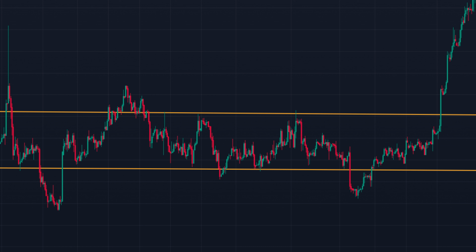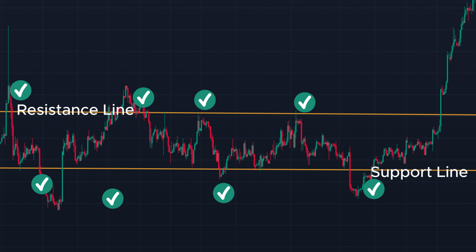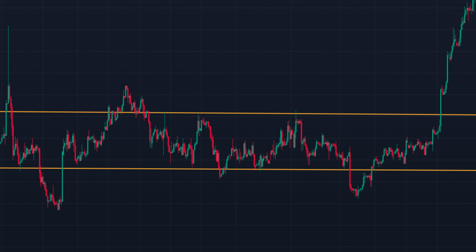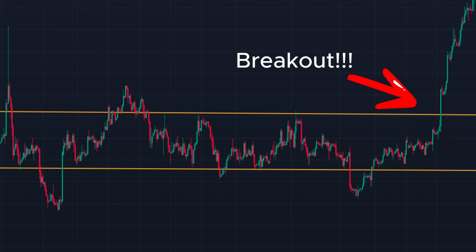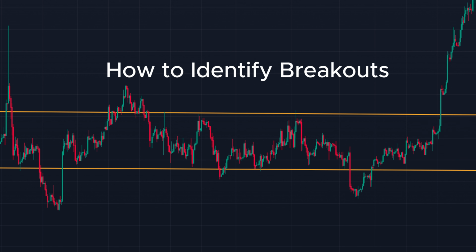Here on this chart, you can observe the price moving within a defined range. We can identify a resistance level above and a support level below, as the price has bounced off these levels multiple times. Notice that once the price broke through this key level, the market started trending upwards, making it an ideal buy entry point.